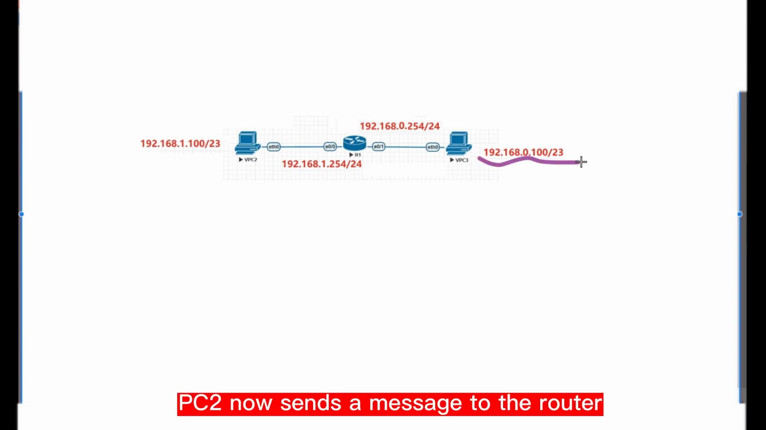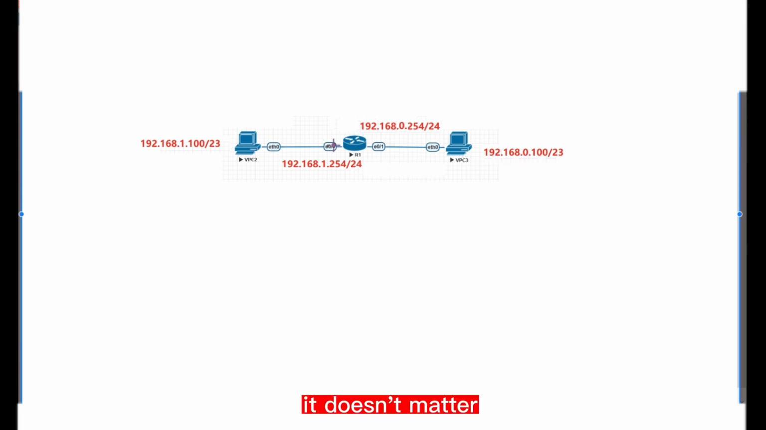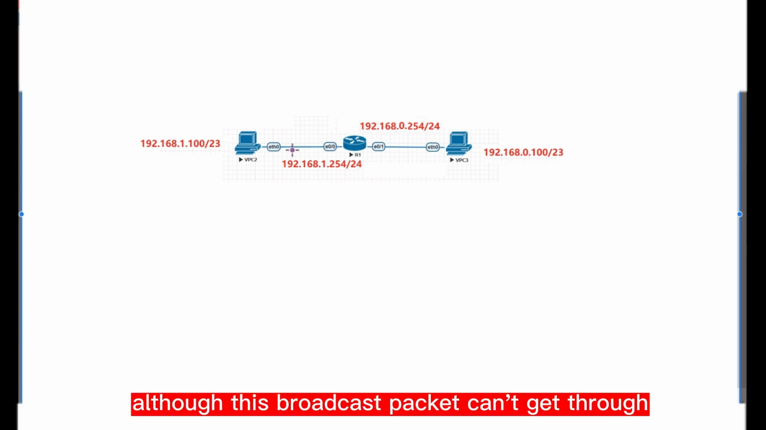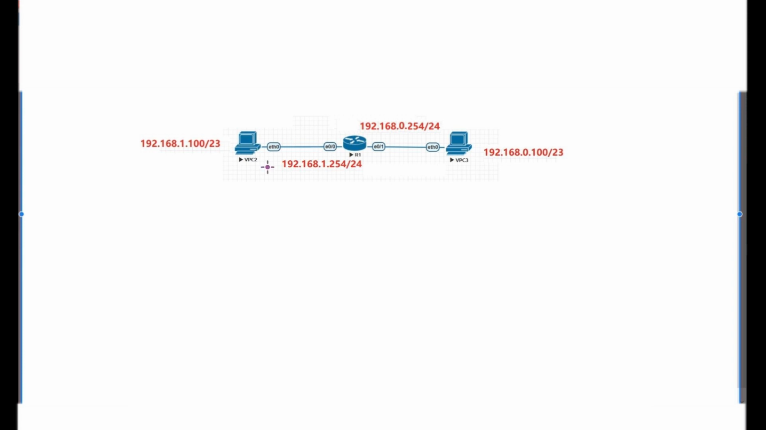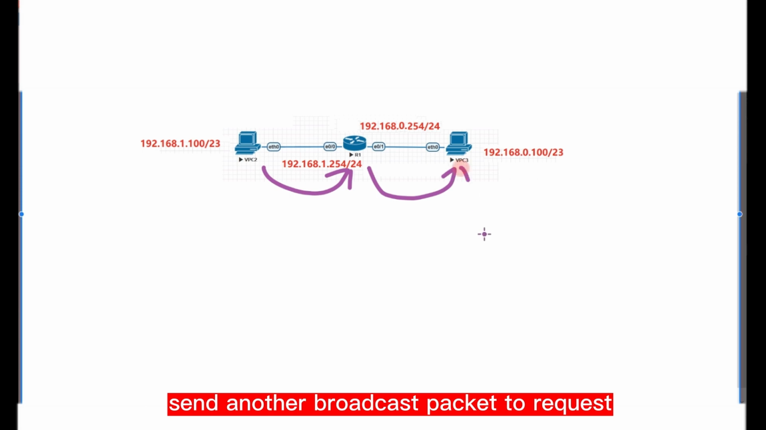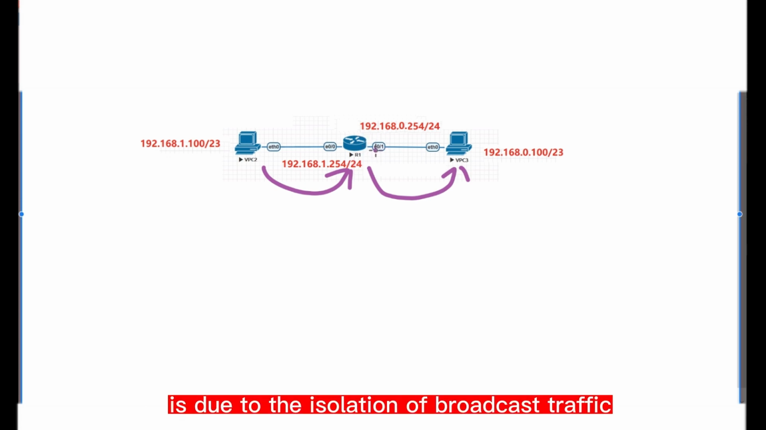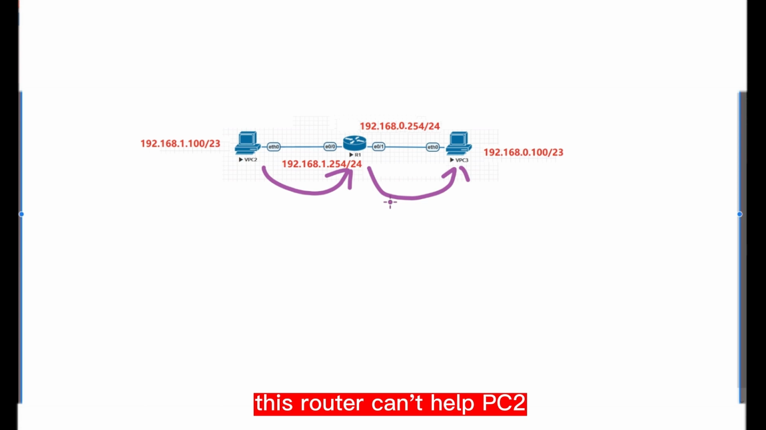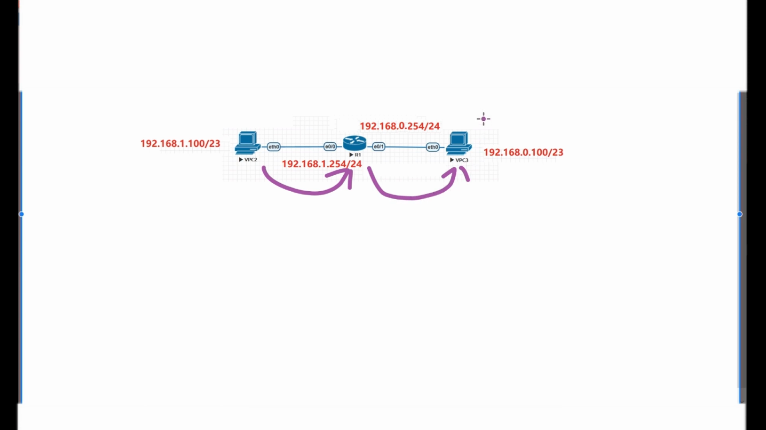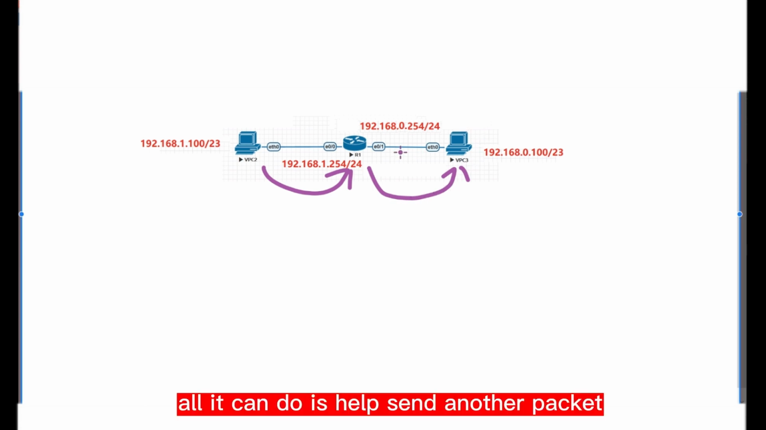PC2 now sends a message to the router. It doesn't matter. Although this broadcast packet can't get through, the router can help PC2 send another broadcast packet to request. The broadcast packet can't pass because of the isolation of broadcast traffic by the hardware. This router can't help PC2 directly. All it can do is help send another packet, help to ask. This is what we call ARP proxy. It will help to send another ARP.